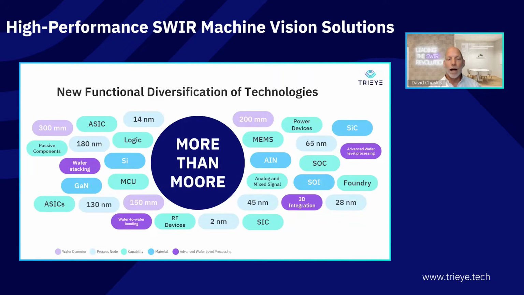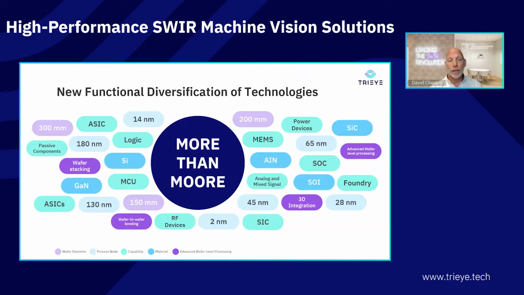And you see down the bottom there, a couple different classifications that we put in there: different wafer diameters, different process nodes, different capabilities that you add to it, maybe some different material types that you put in there, and then also advanced wafer level processing. And this is what all enables us to do things that we consider to be more than more. So we can look at different process nodes, different technologies. You've got the 14 nanometer node, a 2 nanometer node on there. That allows us to do, again, that more Moore's law scaling.